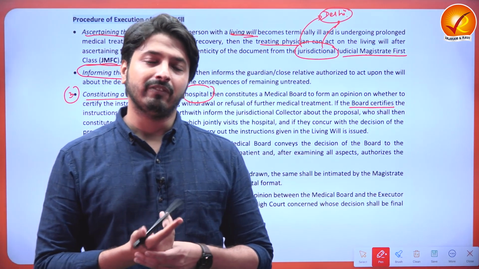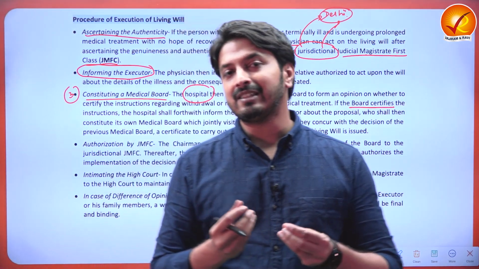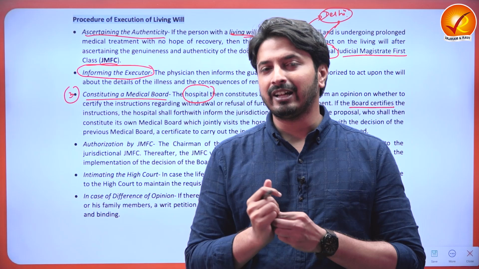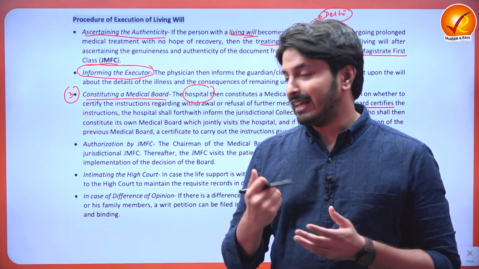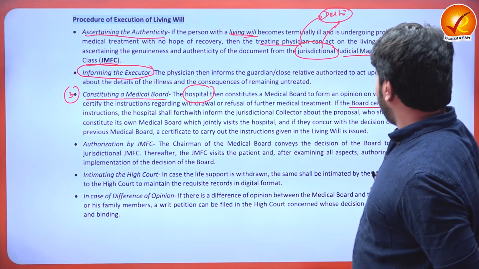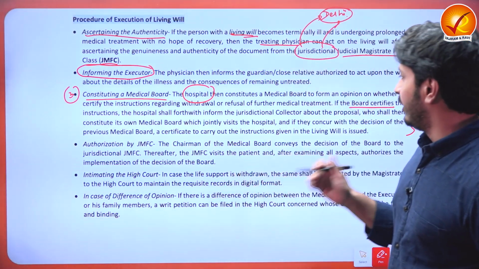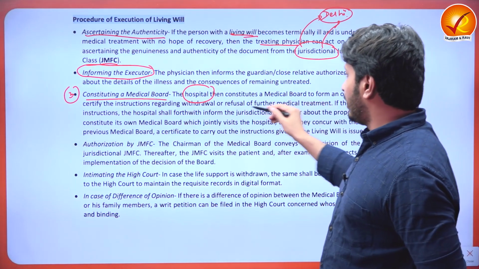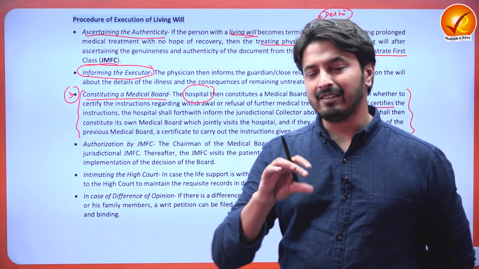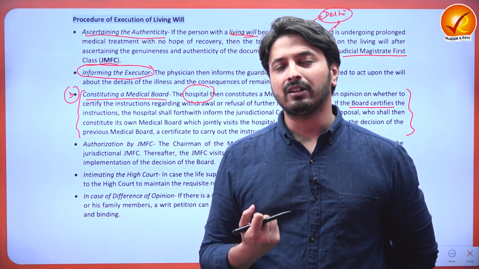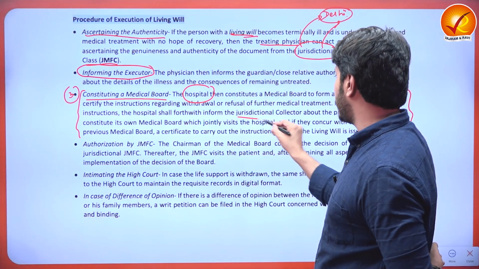And according to the living will, if the medical board which has been constituted by the hospital finds that the medical conditions have arrived where that individual will not be able to sustain without any life support systems, then it has to recommend the execution of the living will. And ultimately, if the hospital's medical board is of the opinion that the situation has arrived where, according to the living will, they should withdraw the life support systems given to the individual, then they should report it to the jurisdictional collector.